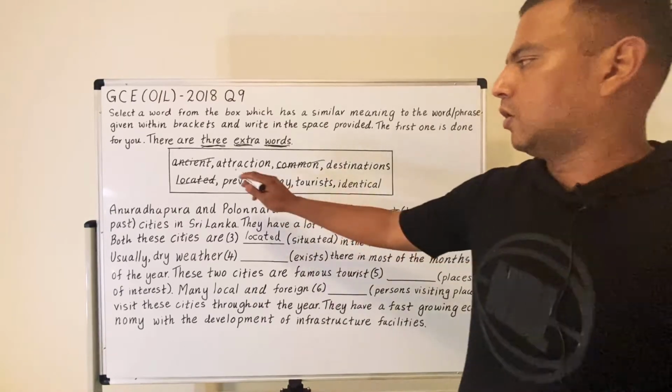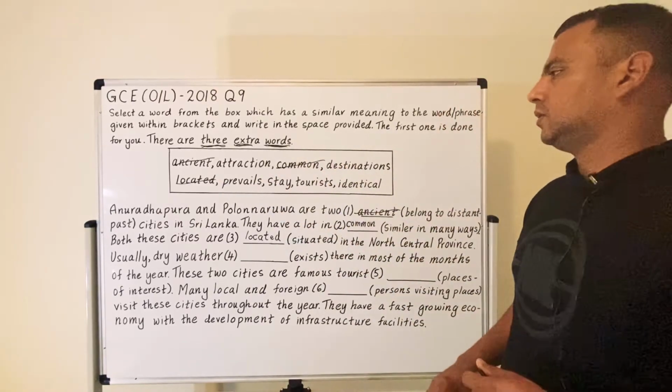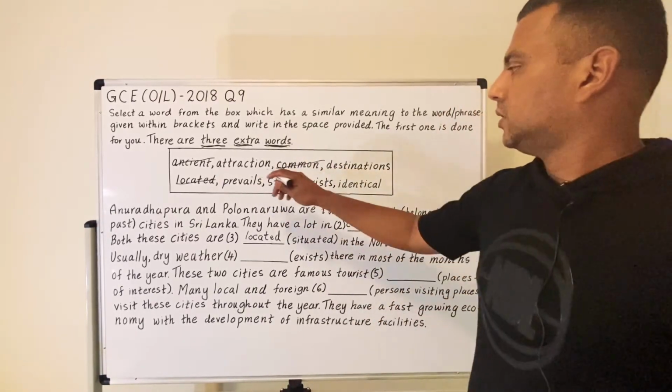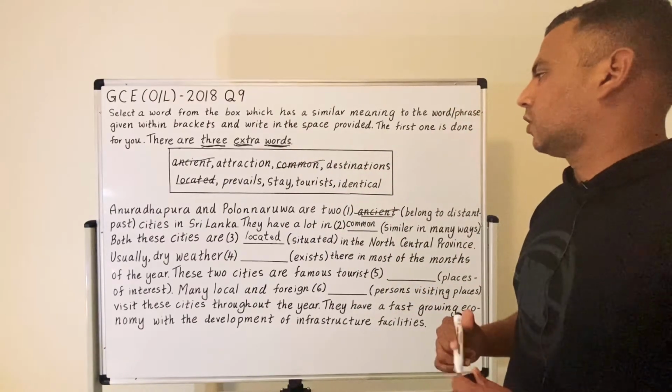Attraction, because we don't have to worry about ones that we have crossed out. So since those have already been taken, so let's look at the ones which are not crossed out.